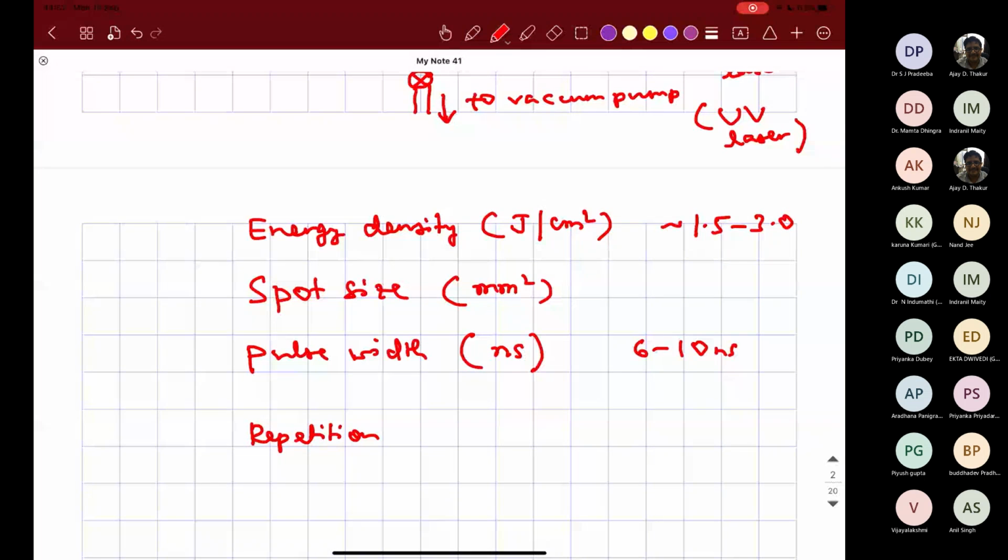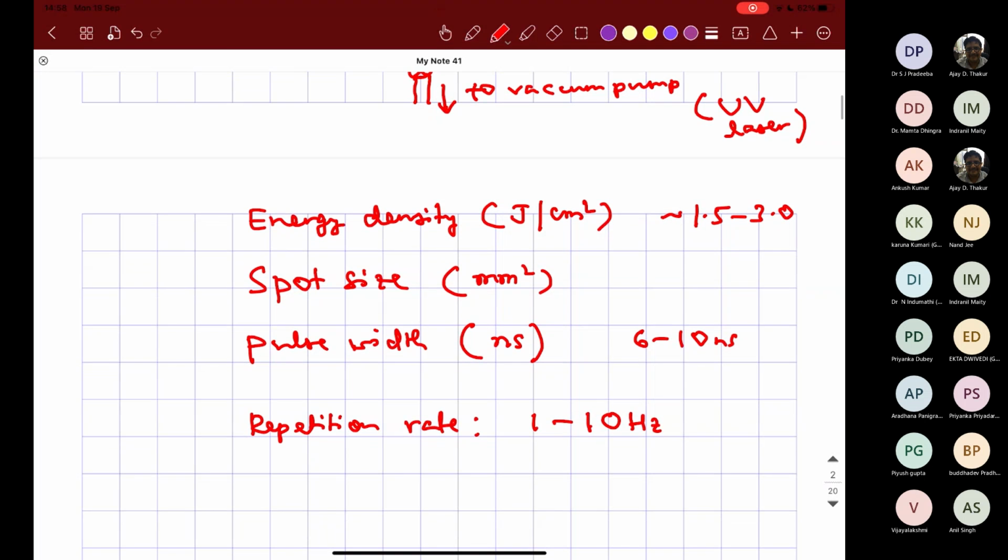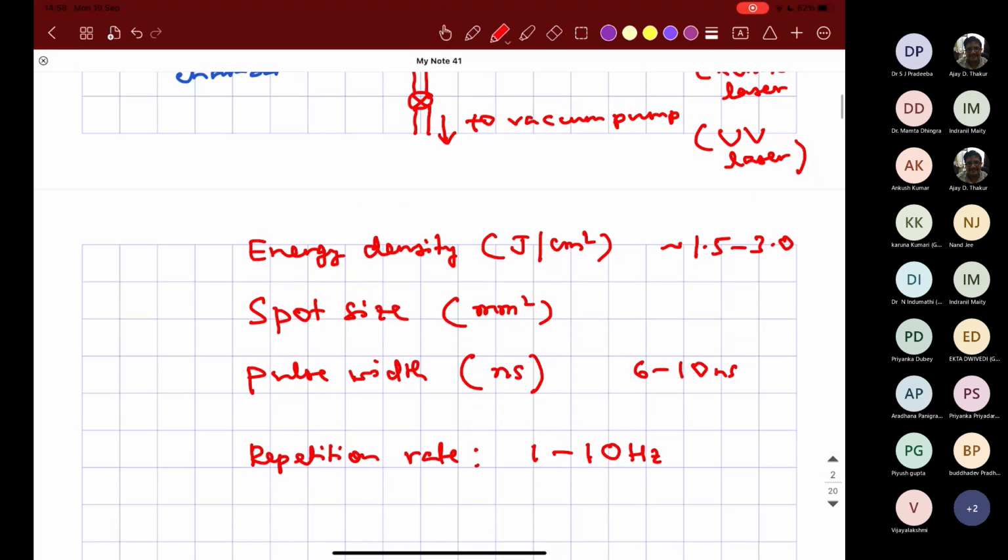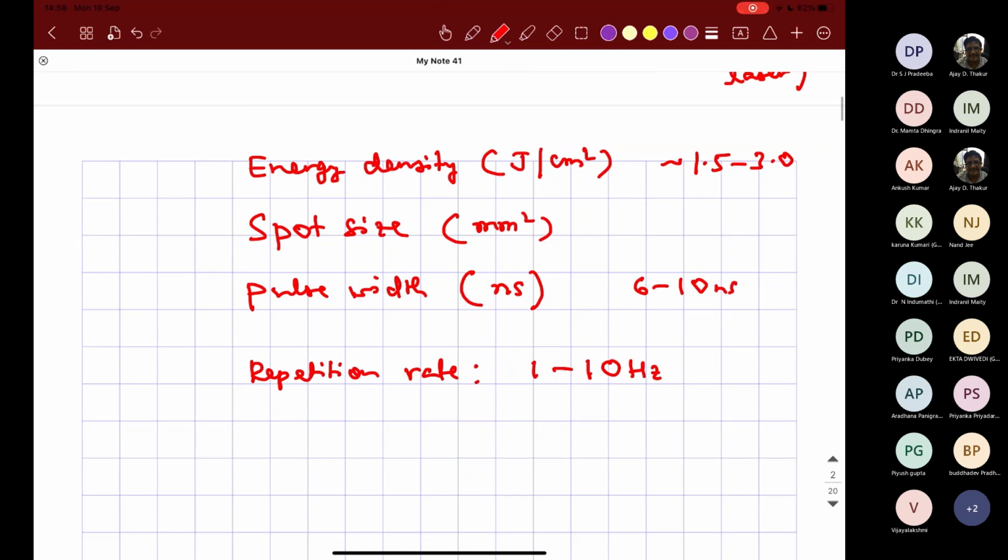The repetition rate of these lasers typically is about 10 hertz, but it could be in the range of 1 to 10 hertz. So every second there could be 10 pulses falling on the material, or only one pulse, or anything in between. So using this, you can sort of estimate, suppose we know the energy density.